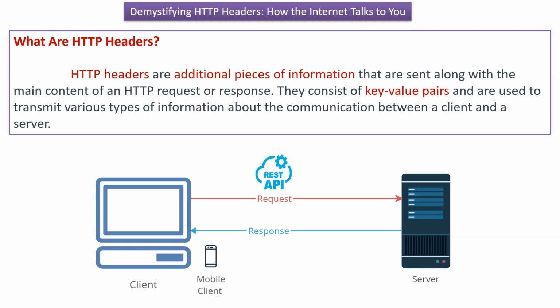Here we will see what HTTP headers are. HTTP headers are additional pieces of information that are sent along with the main content of the HTTP request or HTTP response. HTTP headers consist of key value pairs and are used to transmit various types of information about the communication between a client and the server.